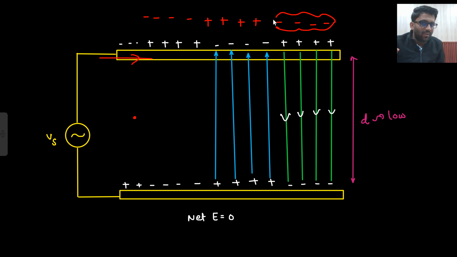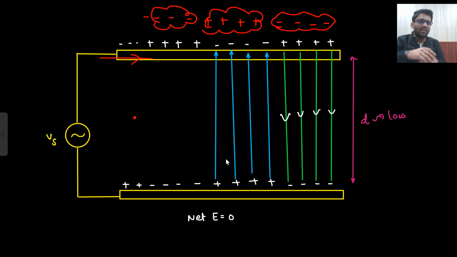This is shown as minima of current. This is your maxima of current. This is your minima of current. So minima of current will generate an electric field, then maximum of current will generate an electric field, and both will cancel each other's effect. That's it.